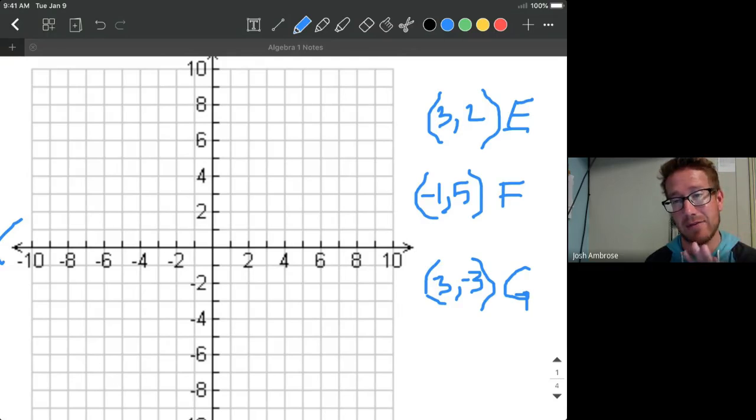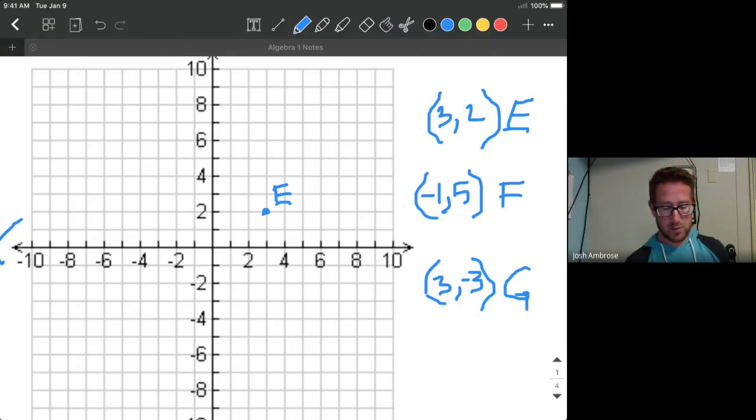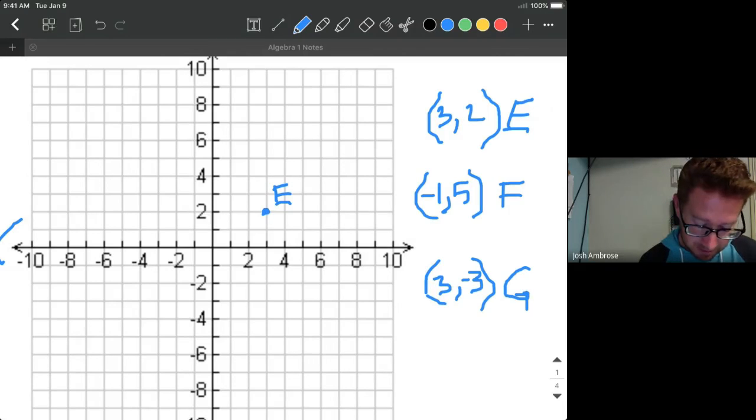All we've done is half of what was asked. Now we got to go 2, and it's a positive 2, so go up 2, 1, 2, and you are right there for E. All right, so again, we went to the right 3 times, we went up 2. Let's do F here. That's a negative 1, so a left 1 time, and then a positive 5, and then an up 5. So we are right there for point F.